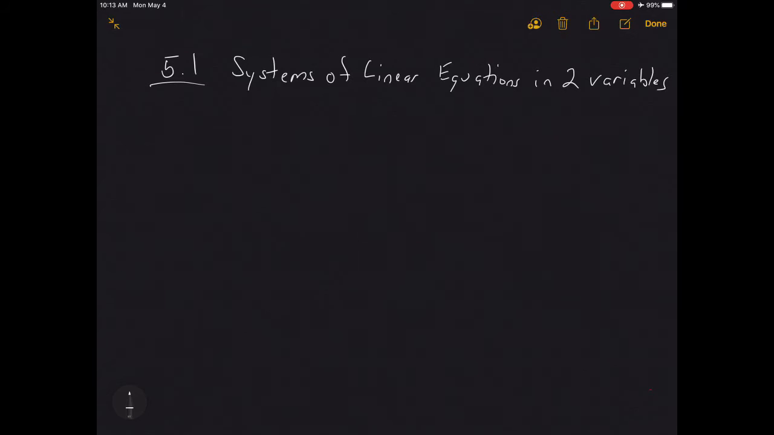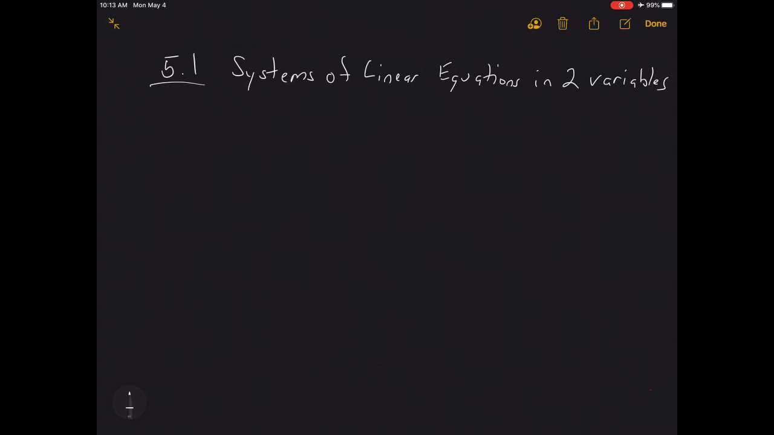Okay, section 5.1 is systems of linear equations in two variables. Believe it or not, you can have systems of linear equations in 3 variables, 4 variables, and actually you can have an infinite number of variables. We're only going to be dealing with 2. So for the most part, we're going to be dealing with things that are typically going to be x and y, because we're usually going to be using the x and y coordinate axis, the one that we're used to doing, so we can plot points.